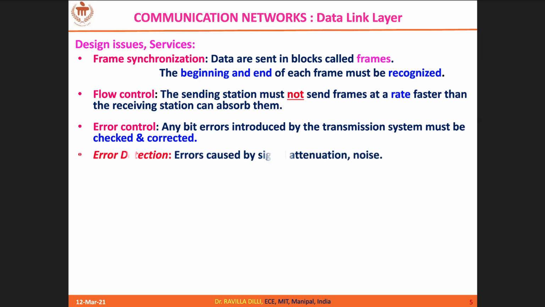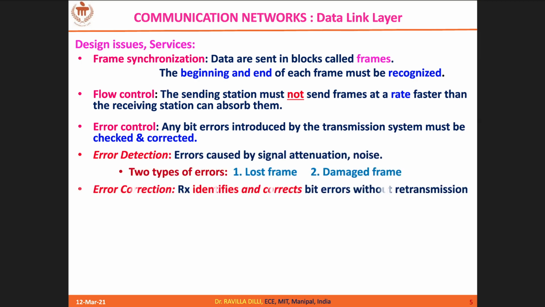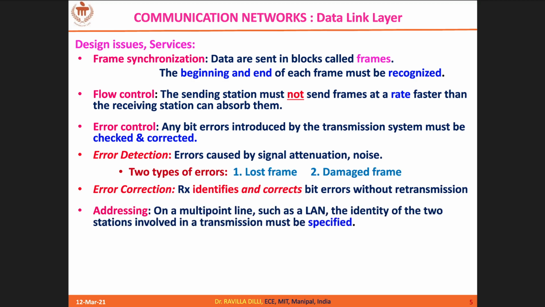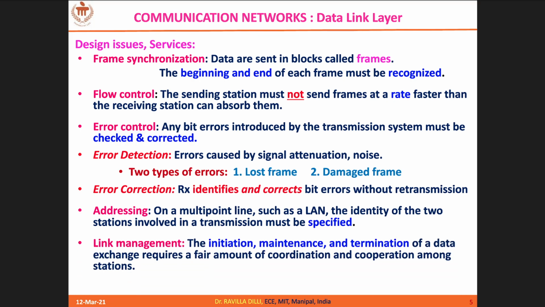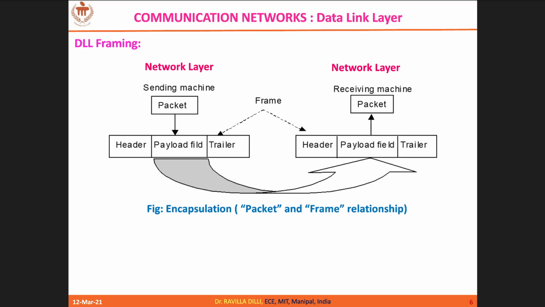Error control talks about error detection and correction. A few techniques, like CRC, are limited only to detection, and a few techniques like Hamming code, apart from error detection, can also correct errors to a certain extent at the bit level. And addressing, so there should be a unique MAC address or physical address. Link management is a part of the logical link control sublayer, where it looks after call initiation, maintenance, and termination for data transfer.